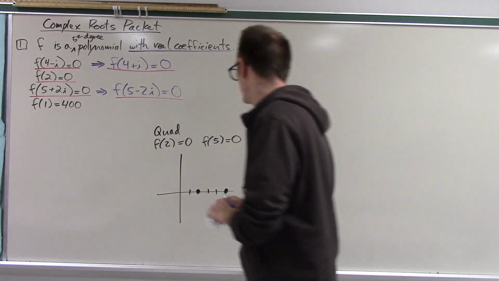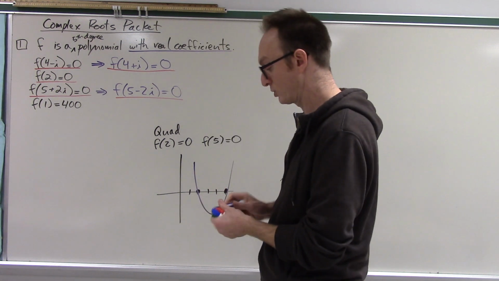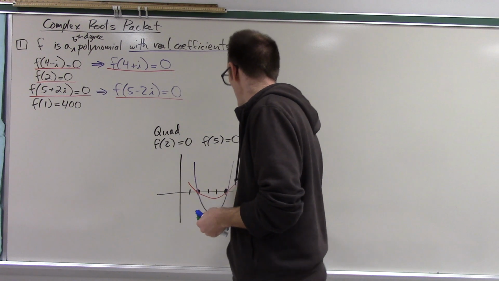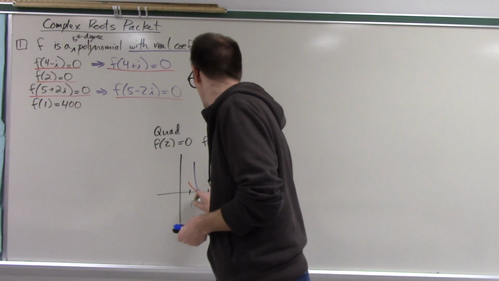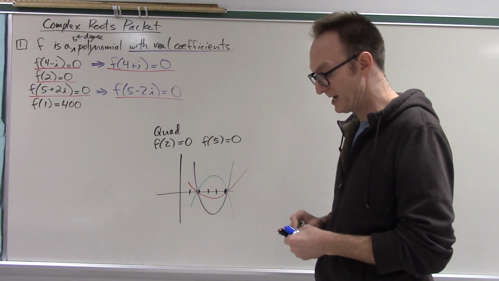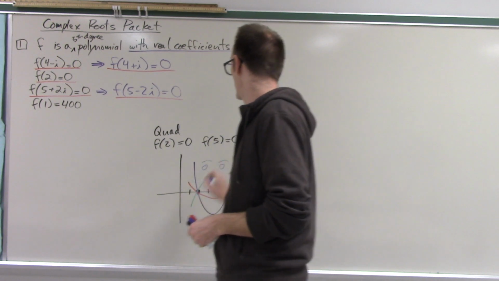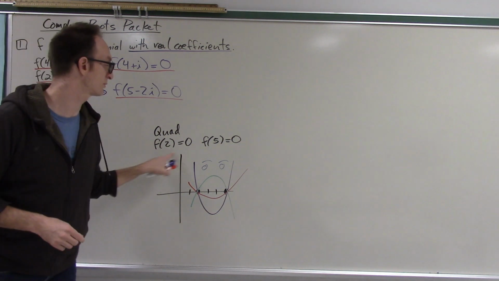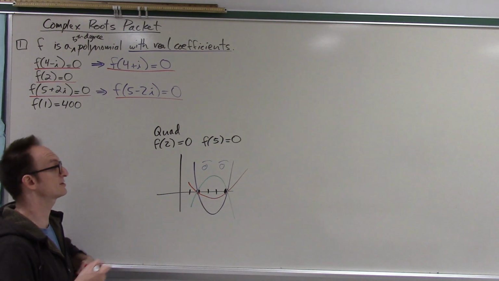So for example, it could be like this one, but it also could be something a little bit more like this, and it also could have a negative leading coefficient, in which case it would be upside down, etc. So all of these little things are possible, and therefore, what do I know when I know that 2 is a root and 5 is a root? Well, if we apply the factor theorem, what does the factor theorem tell us?